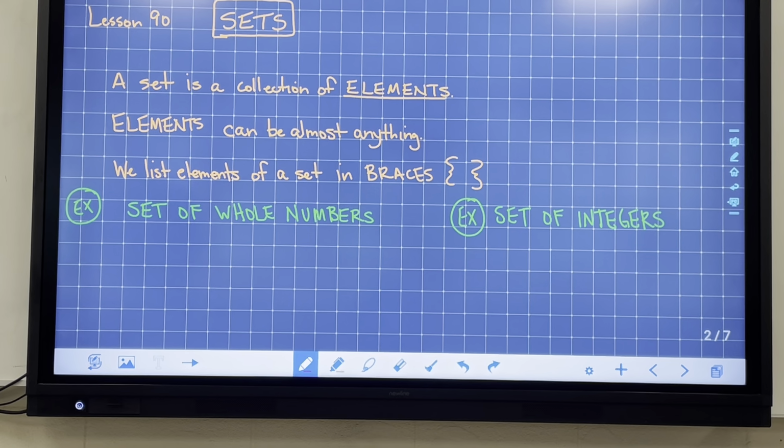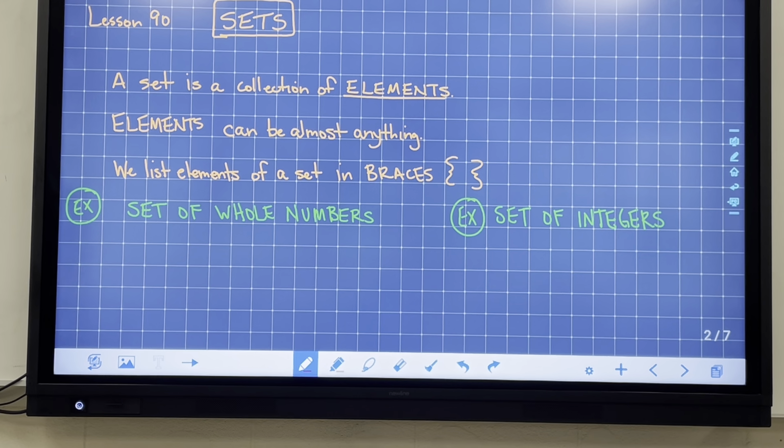All right, today we are doing lesson 90. Lesson 90 is on sets. This is lesson 90 of Saxon Math Course 3. And this lesson is actually going to cover a lot of the concepts we've covered earlier in the year. We were talking about the different types of numbers.